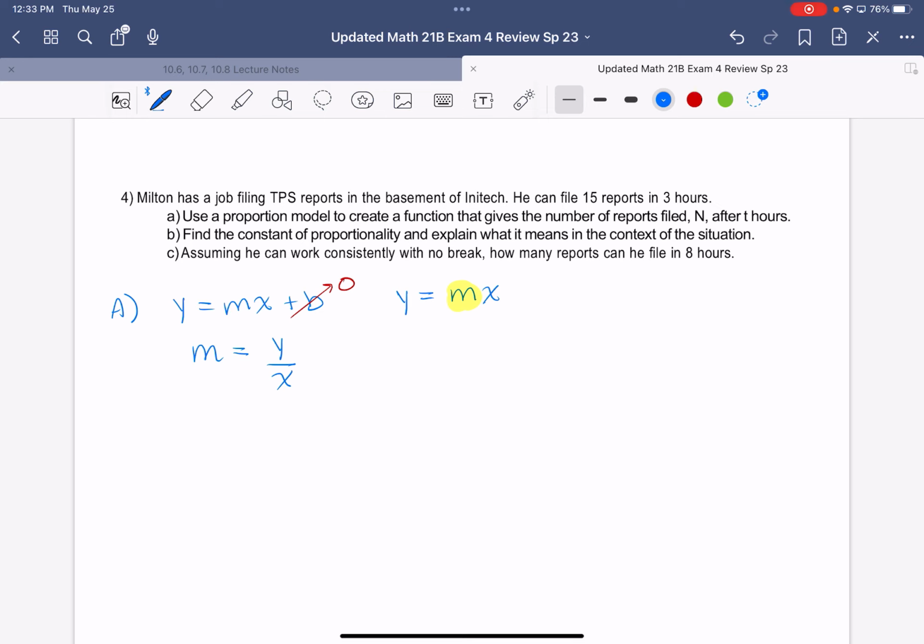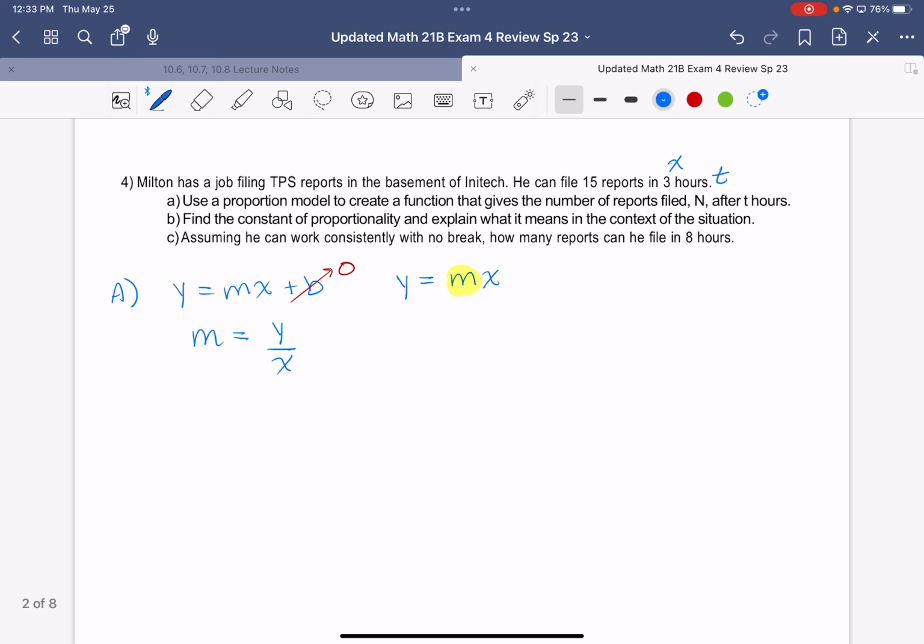So 3 hours, that's our x. Remember, almost always x is time. If you're given a time variable, that's your x. Or we could also use t, because they said to use t hours. And then the number of reports filed, or 15 reports, is your y, or n. This is the same thing as n over t. Either way, we're taking 15 divided by 3, which is 5.